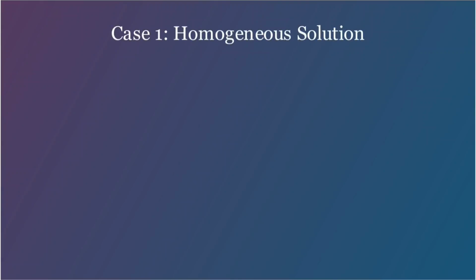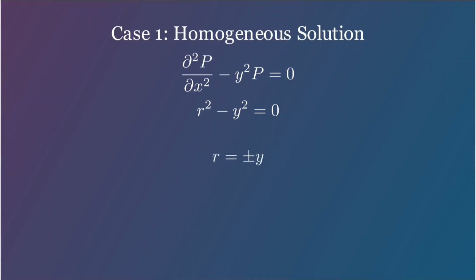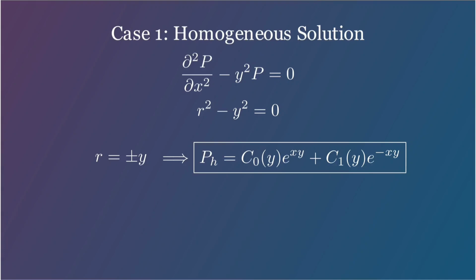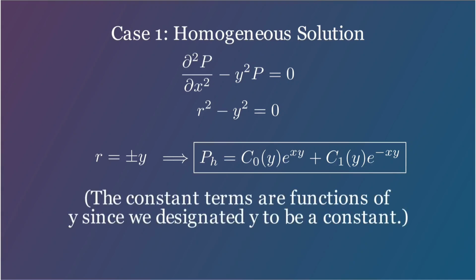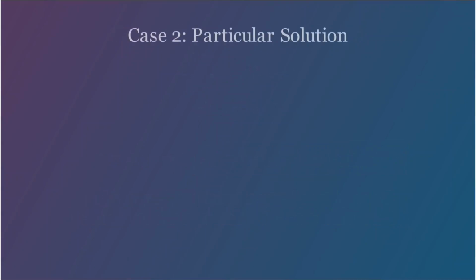So for case 1, we have the homogeneous solution. For this one, we take the characteristic equation of it, which is r squared minus y squared equals 0. Which gives us r equals plus minus y, which will give us the homogeneous solution. Note that I made the constant terms be functions of y, because remember, we made y a constant in this equation.